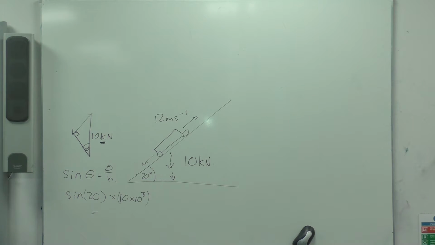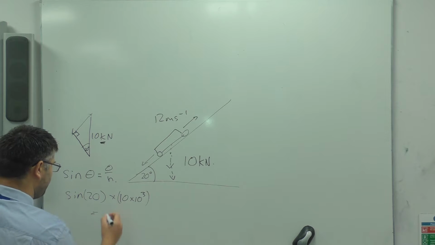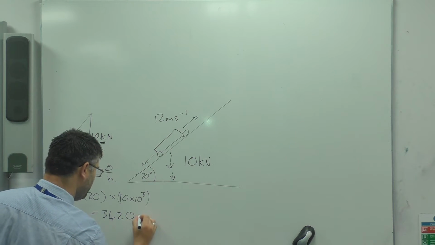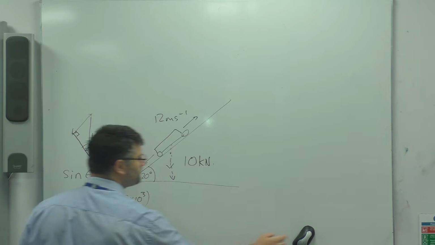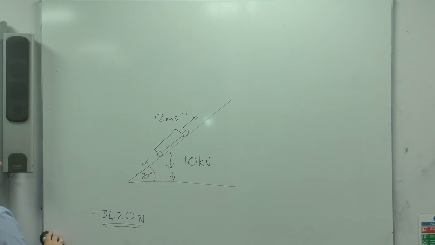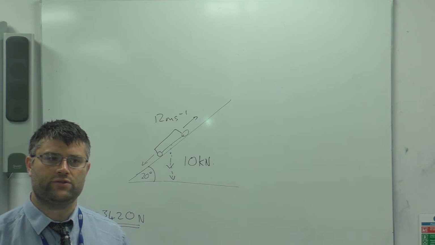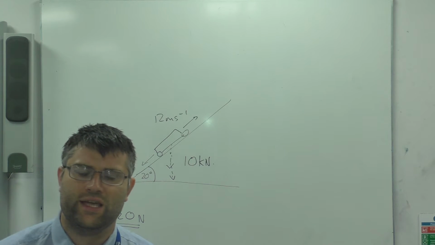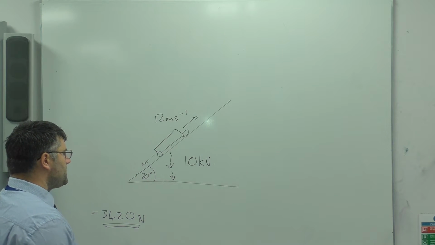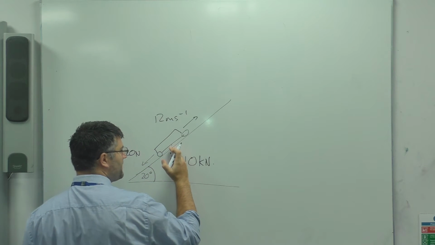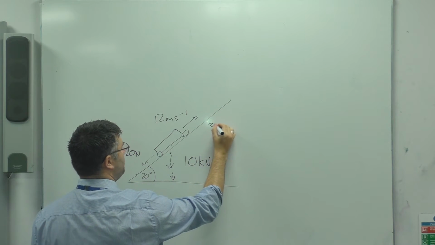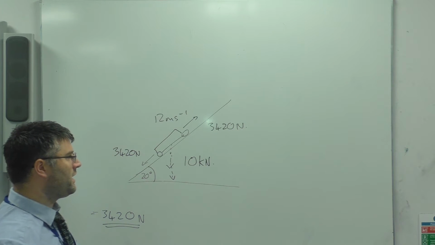And that gives us, I'll work it out on my calculator. 3,420. Okay, so we've got 3,420 newtons acting down the slope. If you found understanding of that trig difficult, do go back, watch some of the earlier videos to get yourself happy with vector resolution and whatnot. So we've got 3,420 newtons acting down the slope. That means that the force produced by the car going up the slope must be 3,420 newtons. It's got to be because it's moving at a constant speed.